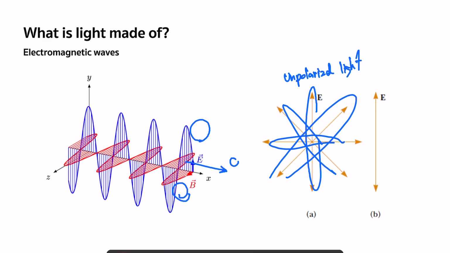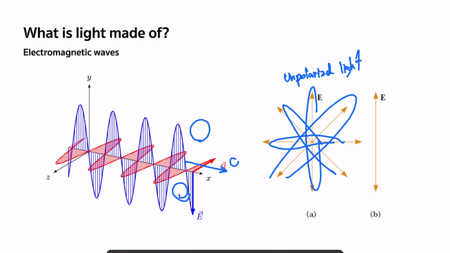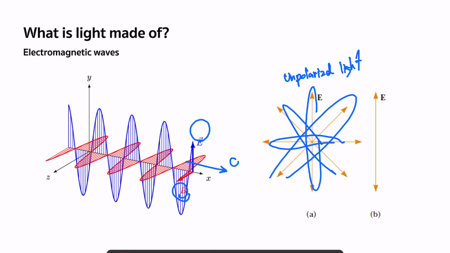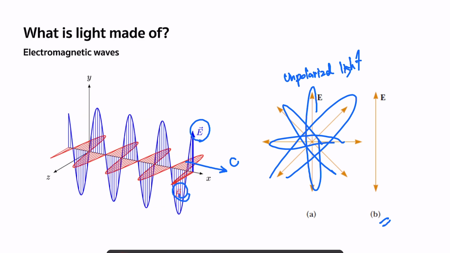Moreover, the light will be completely polarized if the oscillation planes of all the electric fields are the same as shown in figure B. In some cases, the light can also be partially polarized if most of the electric fields oscillate along nearly the same direction, like this one. And this is called partially polarized.